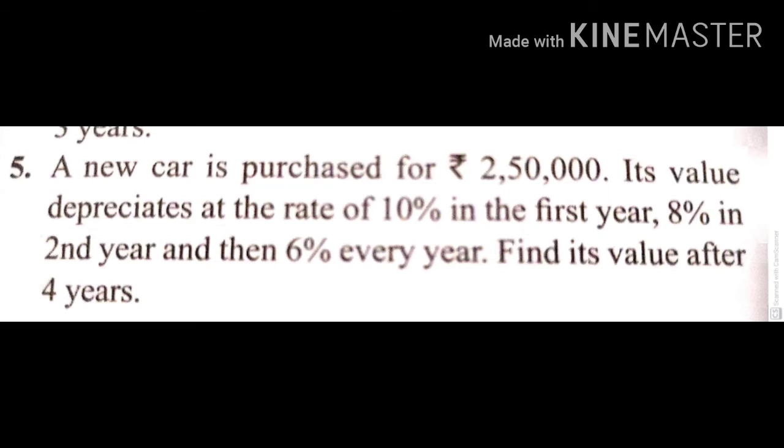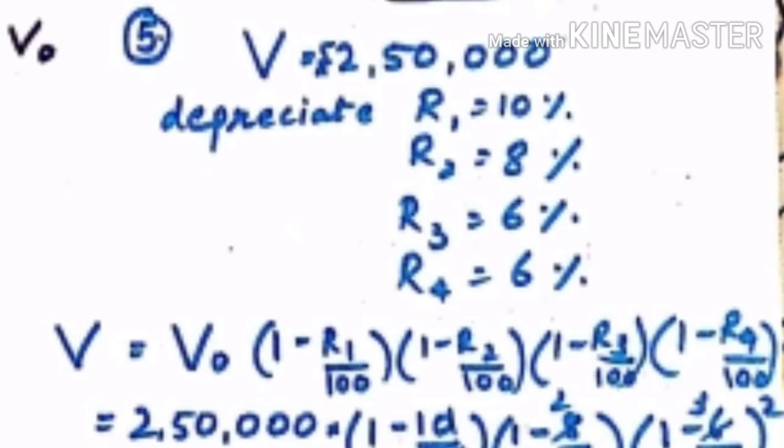Here they have not given particularly that the third year will be 6 and the fourth year will be 6, but it is given every year 6% and the time period is 4. So you have to understand. Let us move to the solution.